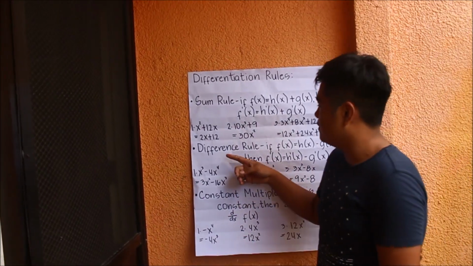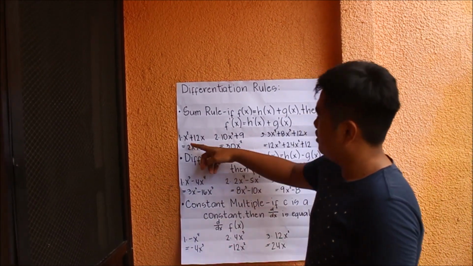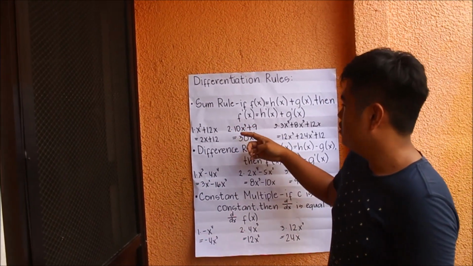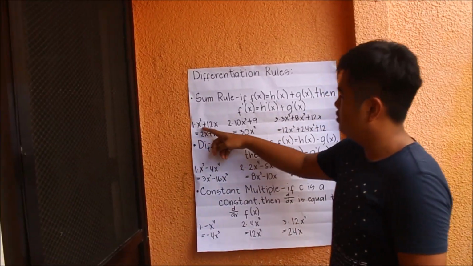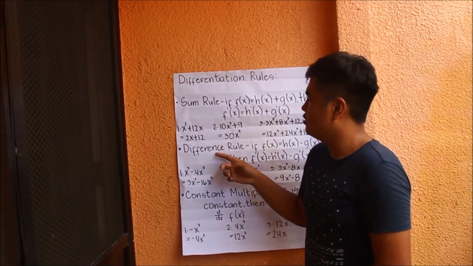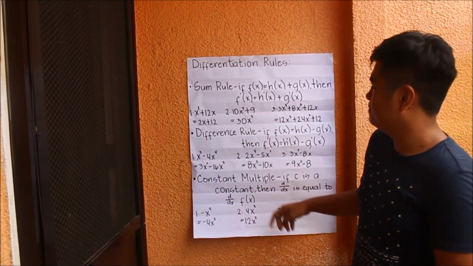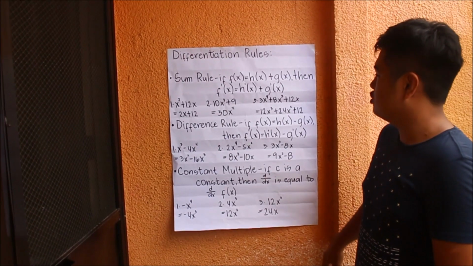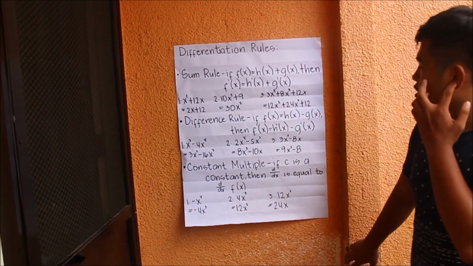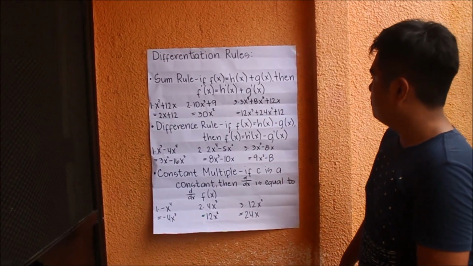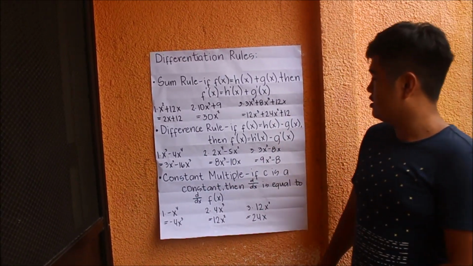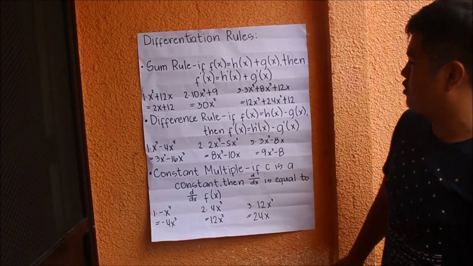Why do we get 2x plus 12? For x squared, the exponent 2 here, we multiply by the imaginary 1 that x has, so we multiply the 2 and 1, so 2x plus 12. Number 2, 2x cubed plus 9, so the derivative is 6x squared. Number 3, 3x raised to the power of 4 plus 8x cubed plus 12x. The derivative of example number 3 is 12x cubed plus 24x squared plus 12.